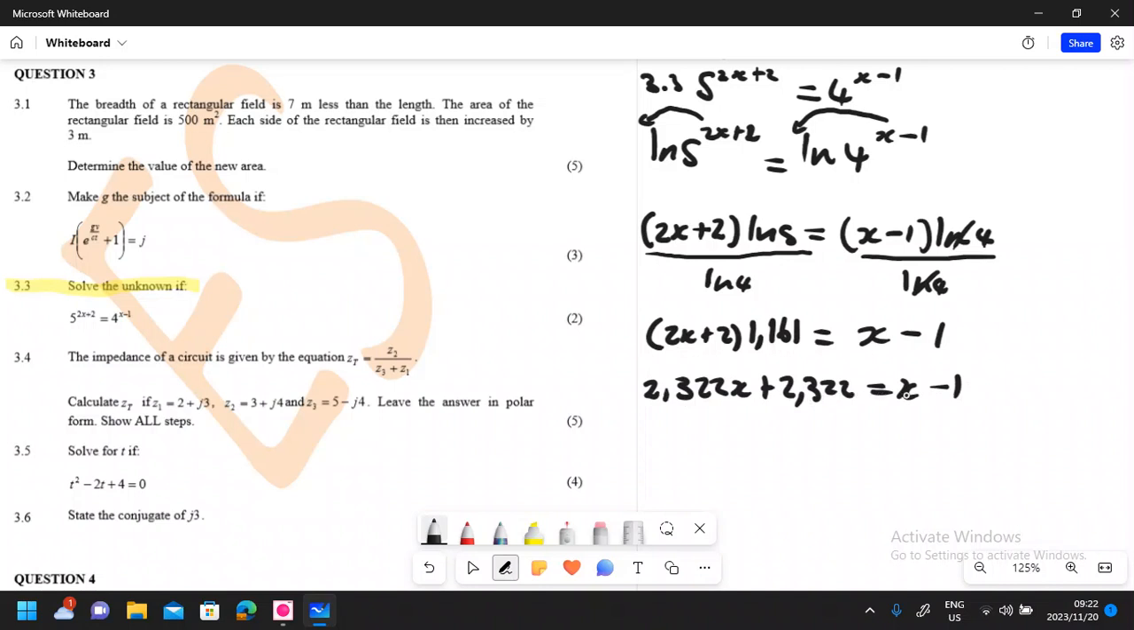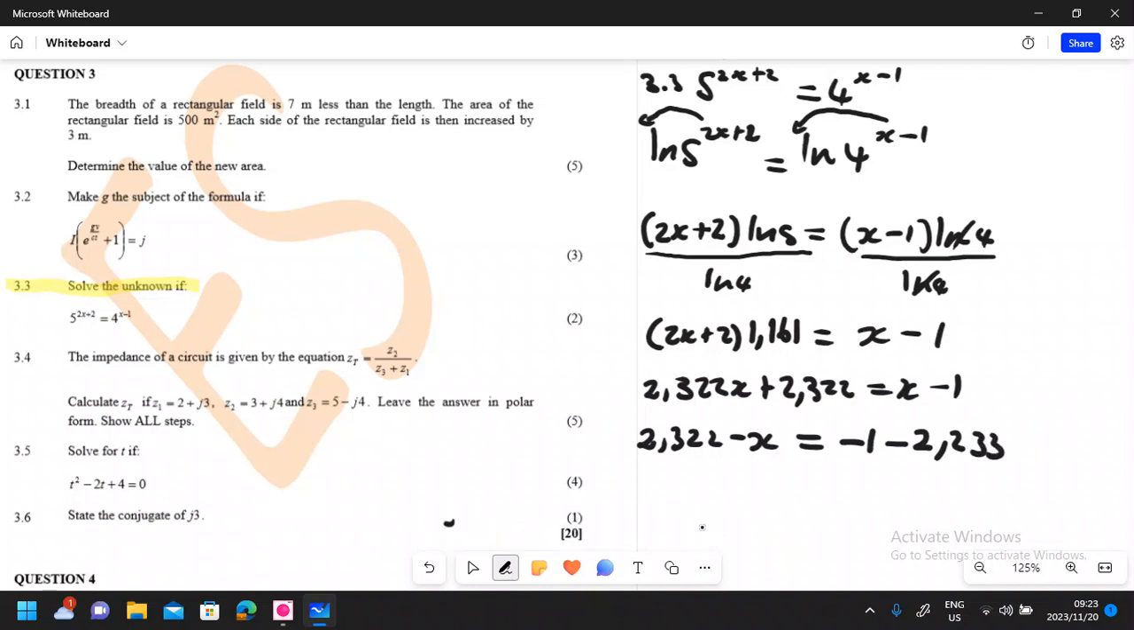So if we take x to the other side, we transpose it, this is going to be 2,322x minus x. And then this time around, we take this 2,322 to the other side. Remember, we do have negative 1 here. We are left with negative 1, and this is going to be negative as well. It's going to be negative 2,322.